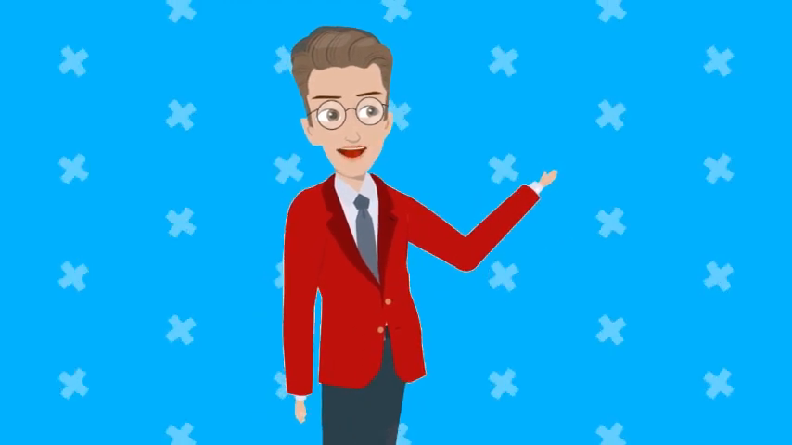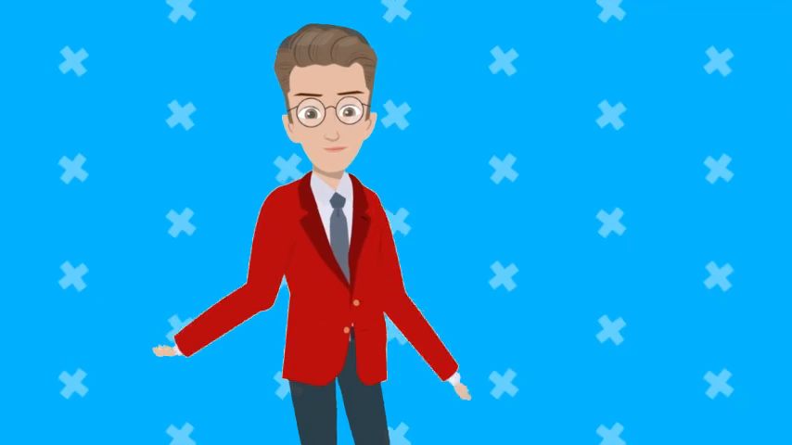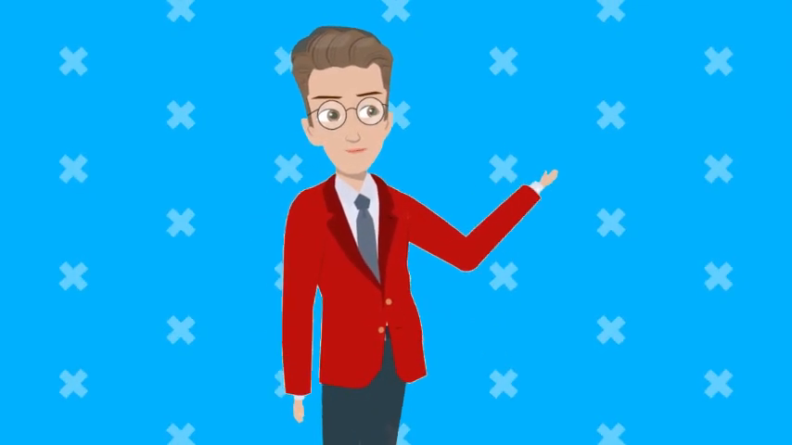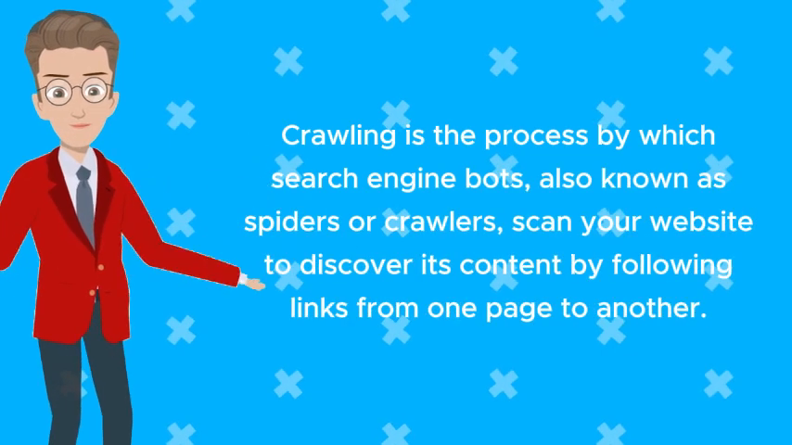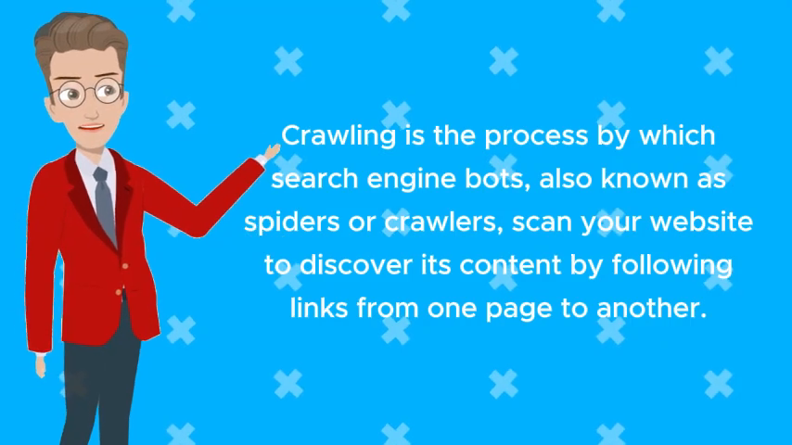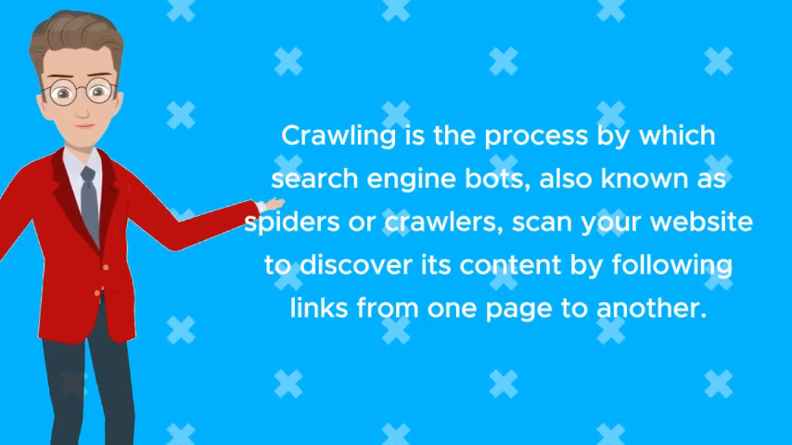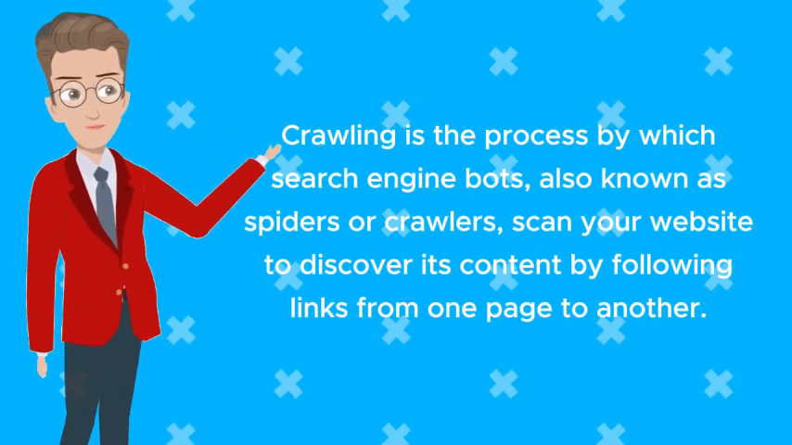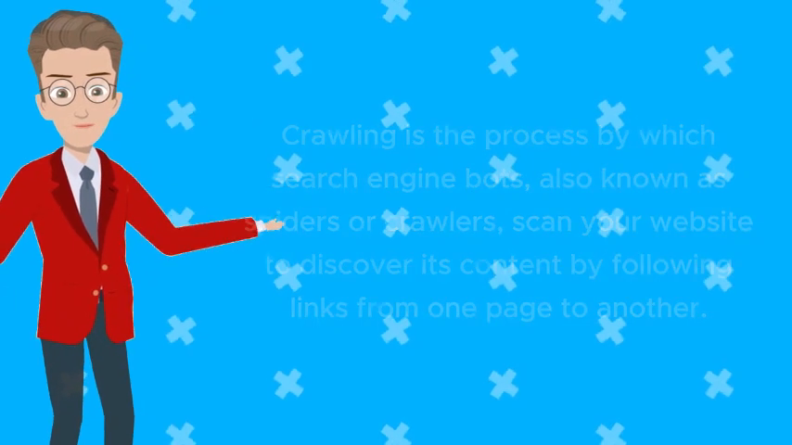These are the steps that allow search engines to discover, understand, and rank your content. Let's break it down. Crawling. This is when search engine bots, also known as spiders or crawlers, scan your website to discover its content. They follow links from one page to another, gathering information about your site.